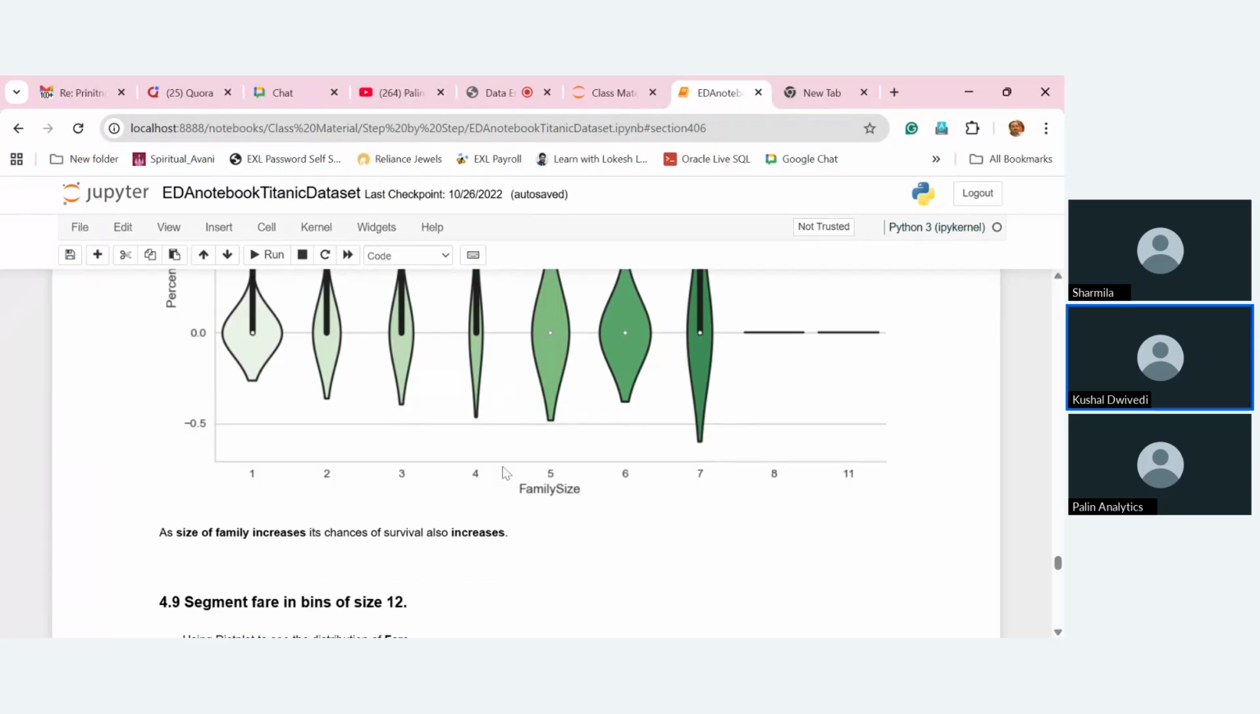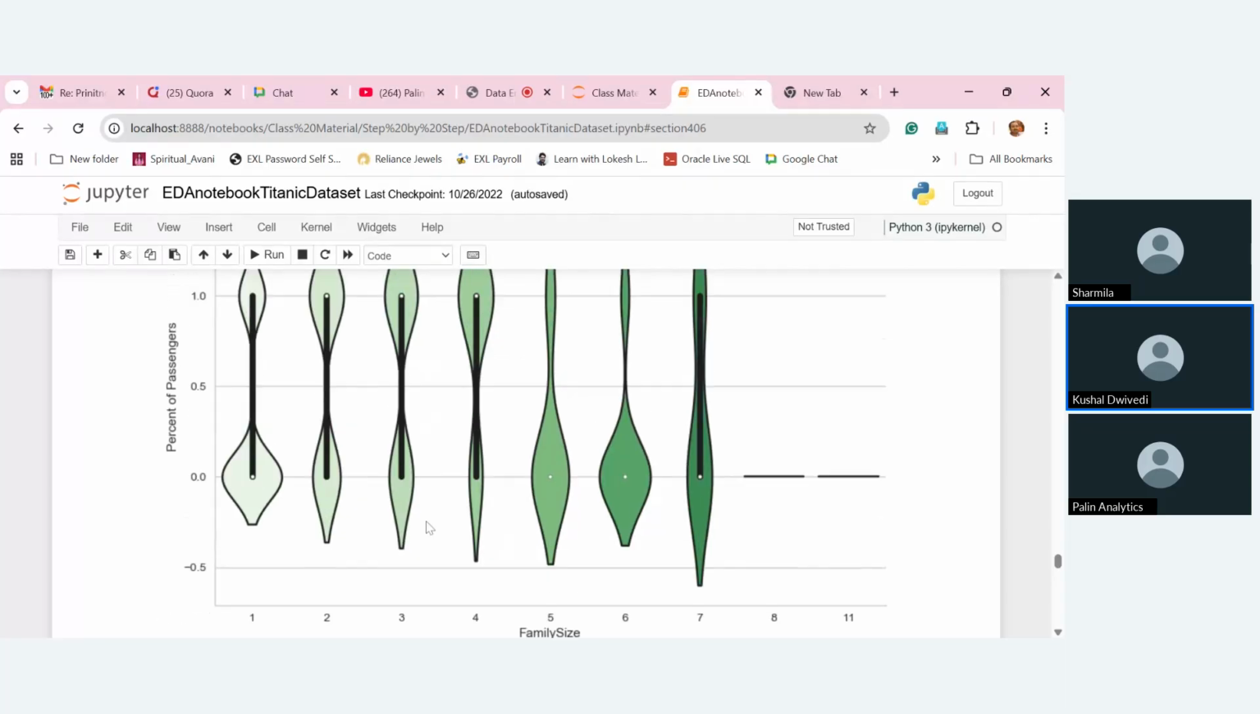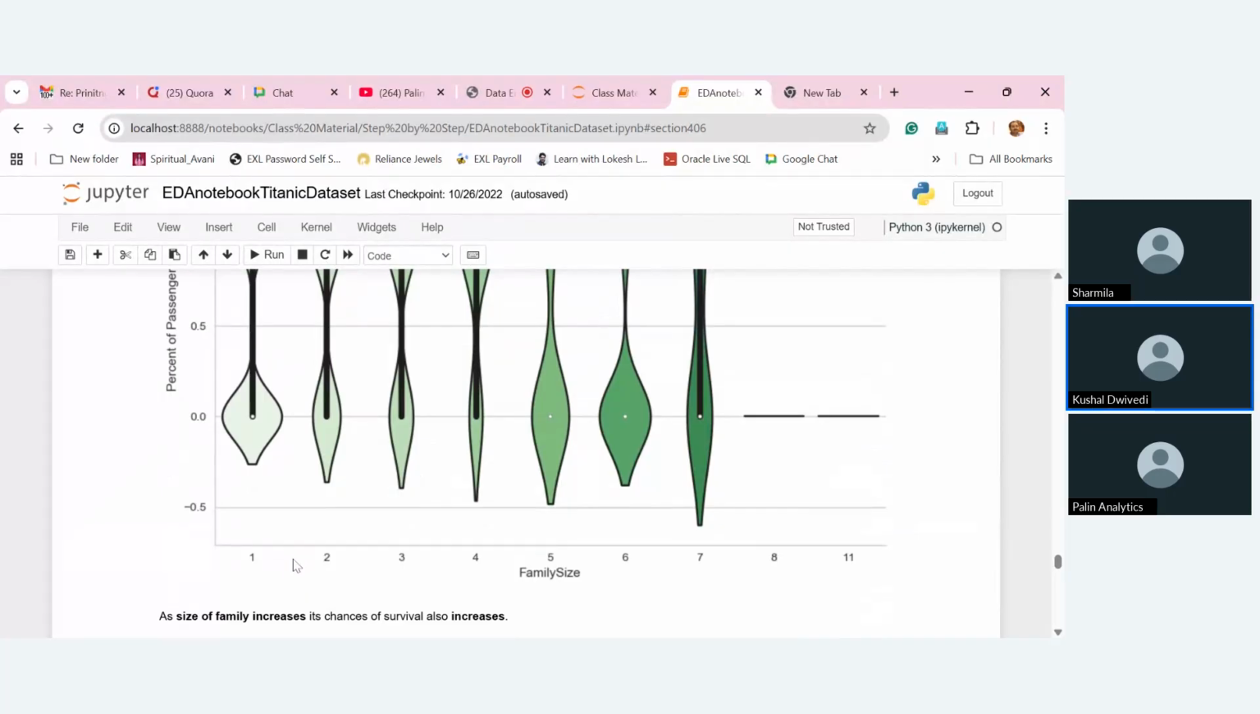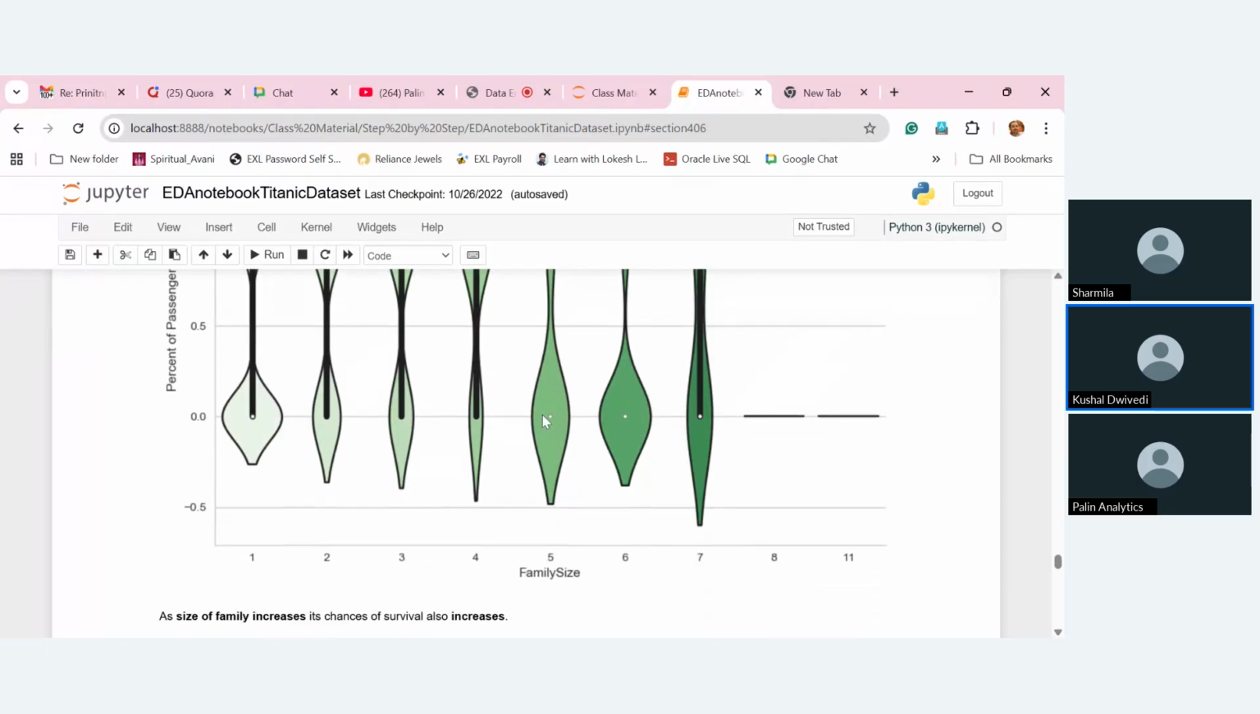So this is basically based on the age, and not age, sorry, this is family size. This is family size. So people with seven members. Here you can see people with high family sizes. Where five or six family members were traveling together, more died in comparison to survived. Very few people survived. Mostly people who were with family died.